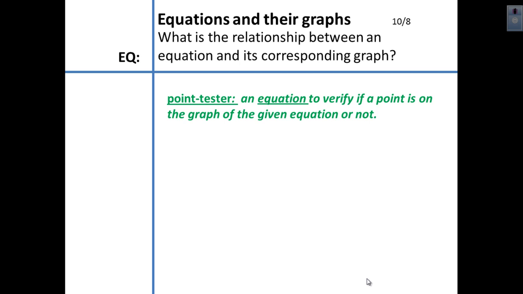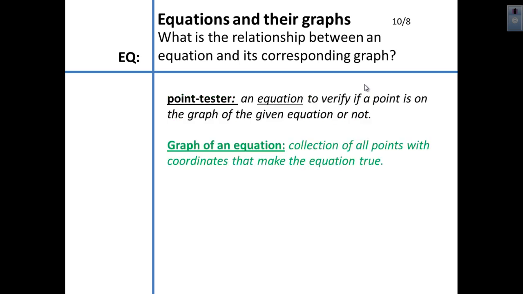So the definition that we are going to write down today is point tester. Notice how we highlight the word equation. That's what a point tester is. It's an equation that we use to verify if a point is on the graph of a given equation or not. This means the graph of an equation is a collection of all points with coordinates that make the equation true, just like what we discussed earlier.